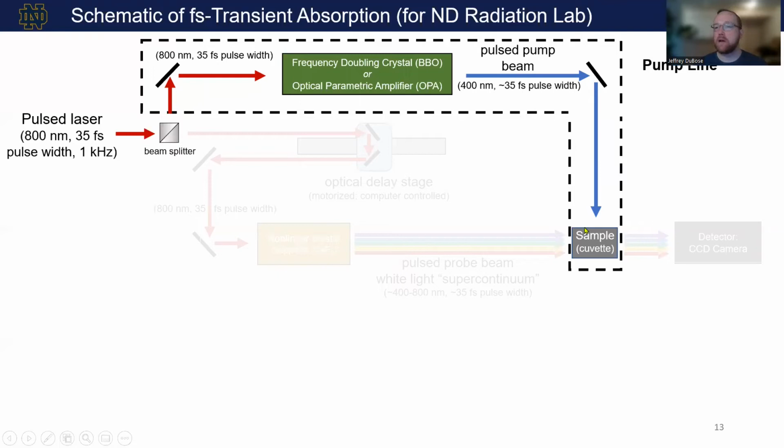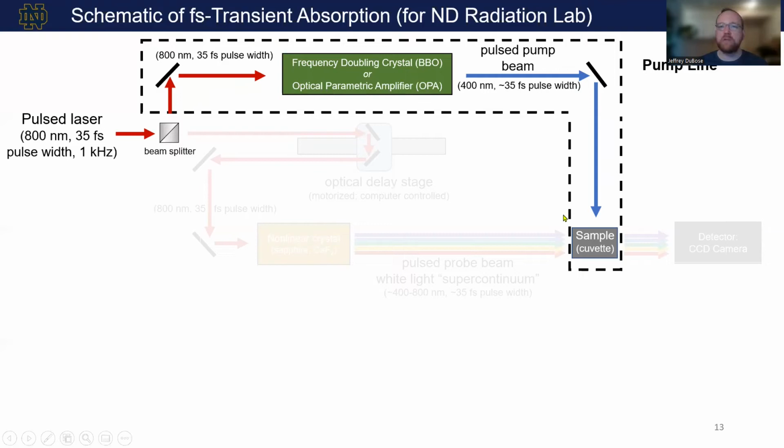This sort of frequency doubling technique is what we used in the nanosecond transient absorption as well, because there we had a 1045 nanometer fundamental laser that was doubled to 532 and then doubled one more time to 355 nanometers. And again, we're always trying to pump further into the blue or into the UV, because a lot of interesting molecules that we look at have more blue shifted absorption. But this is the pump line.